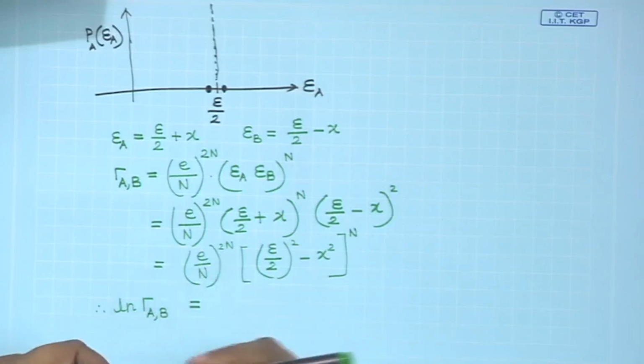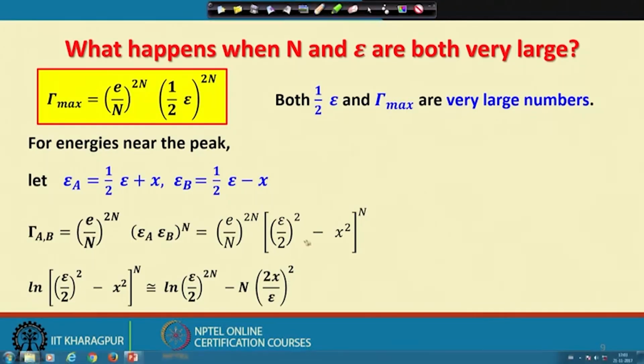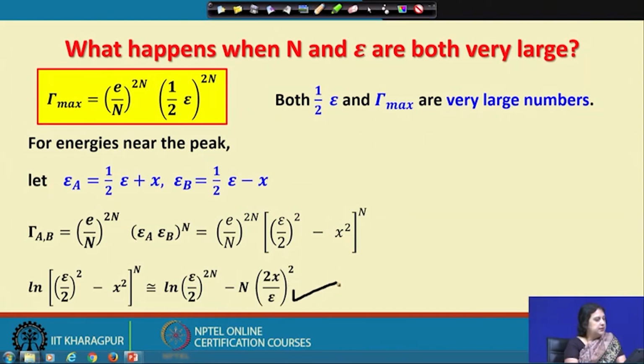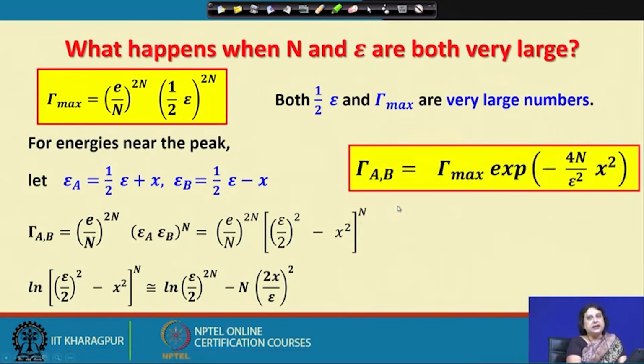Now, if I do that, then what is the resultant expression? The resultant expression has been shown here. I understand that the log of this number is going to be approximated as log of epsilon by 2 into 2n raised to the power of 2n minus capital N into 2x by epsilon whole square. And if that so happens, then it is very easy to conclude that gamma A B is nothing but gamma max into exponential of this term.